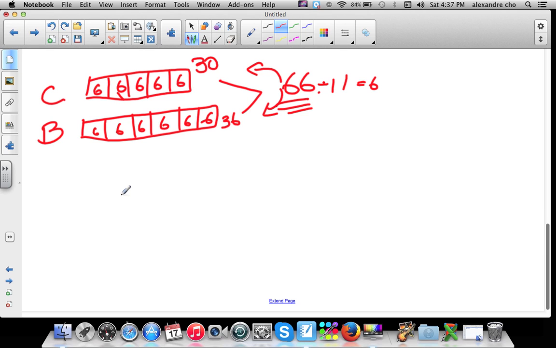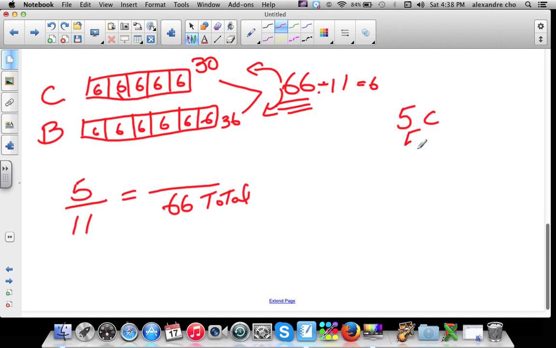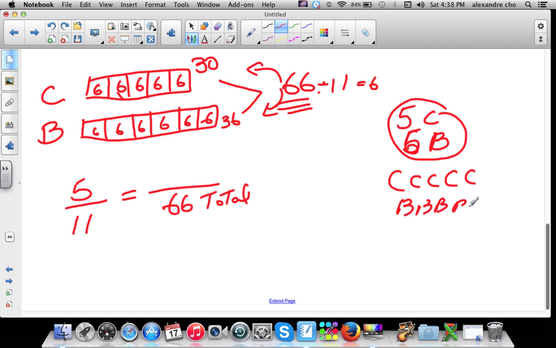If you set it up as a proportion, okay, what do I know? I know that there's 66 in total here. Okay, so this is a part to total proportion that you're going to set up. So let's do cars. So I know that there are 5 cars in a group of 11. Okay, 5 cars, I'm sorry, 6 buses. Okay, that's the ratio. So in a group of 11, 5 are cars, 6 are buses.